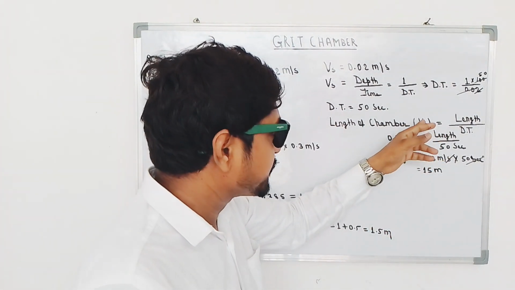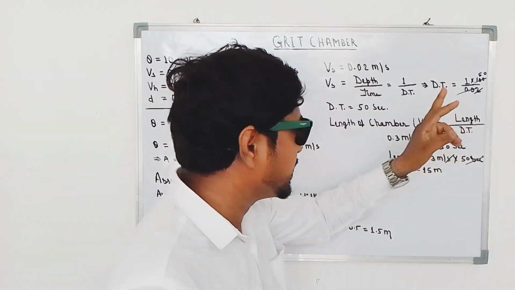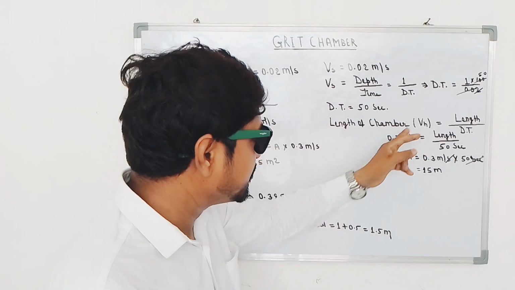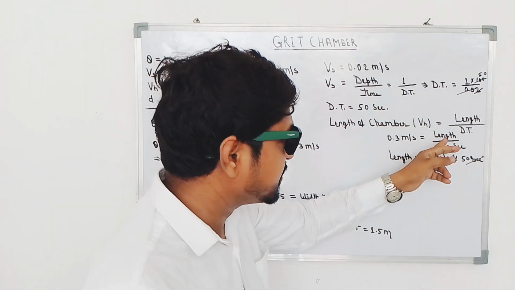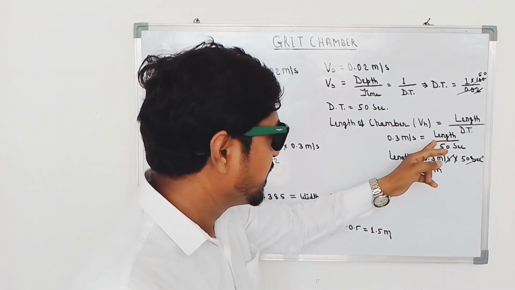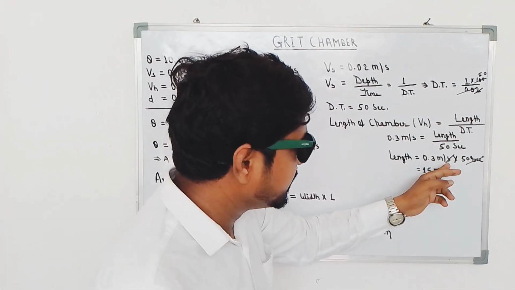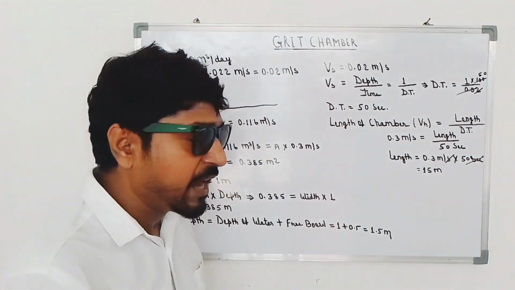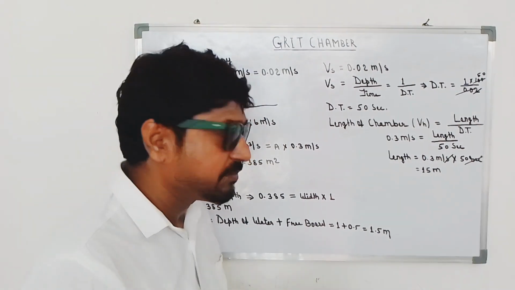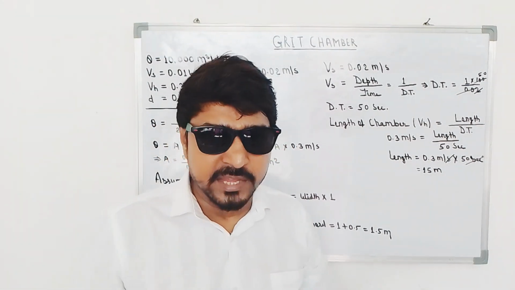The horizontal velocity is equal to length divided by detention time. The horizontal velocity is mentioned here as 0.3 meter per second, and the detention time is 50 seconds. So from this equation we can calculate length is equal to 0.3 meter per second times 50 seconds, that is 15 meter. So finally we have calculated the dimensions of the grit chamber, that is length, width and depth. Thank you.